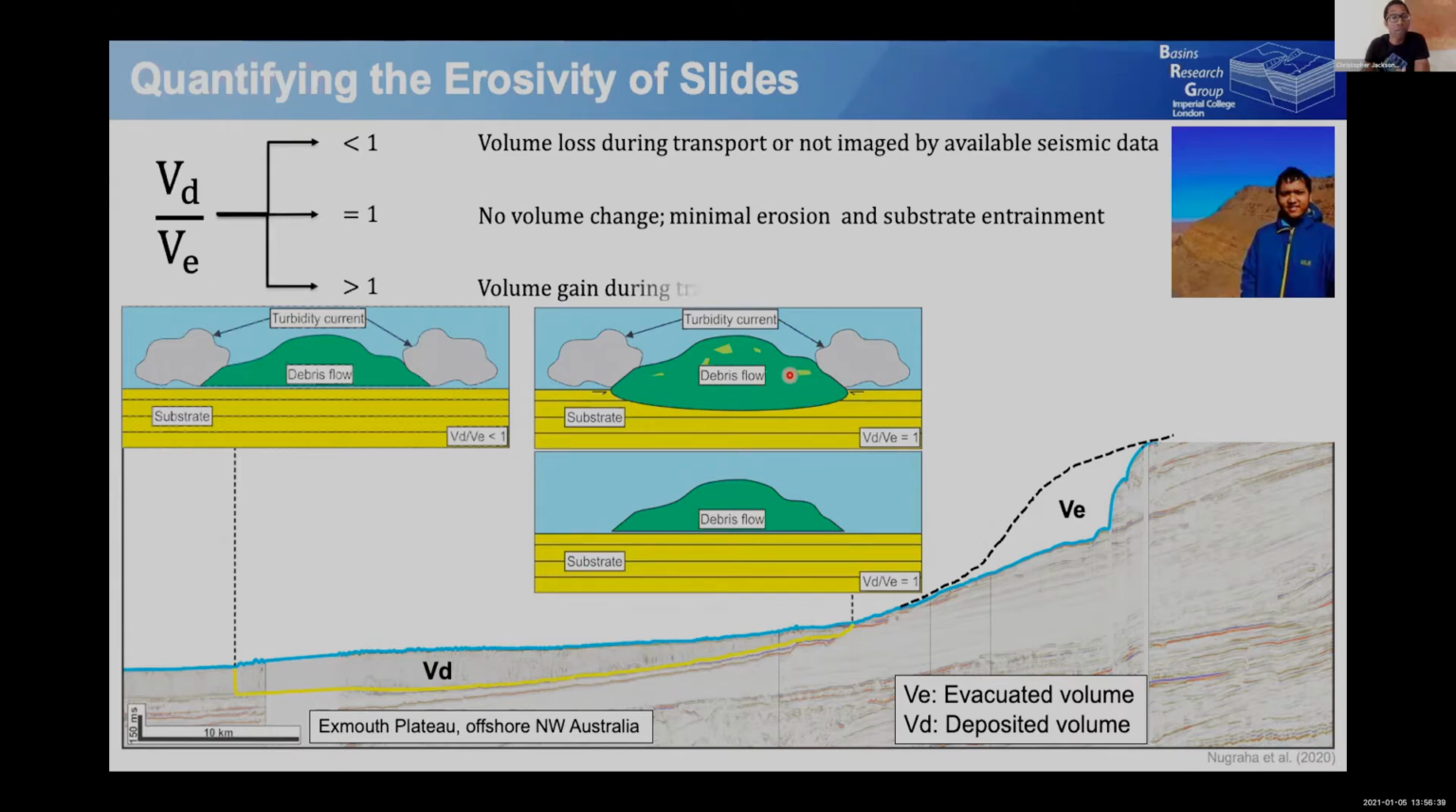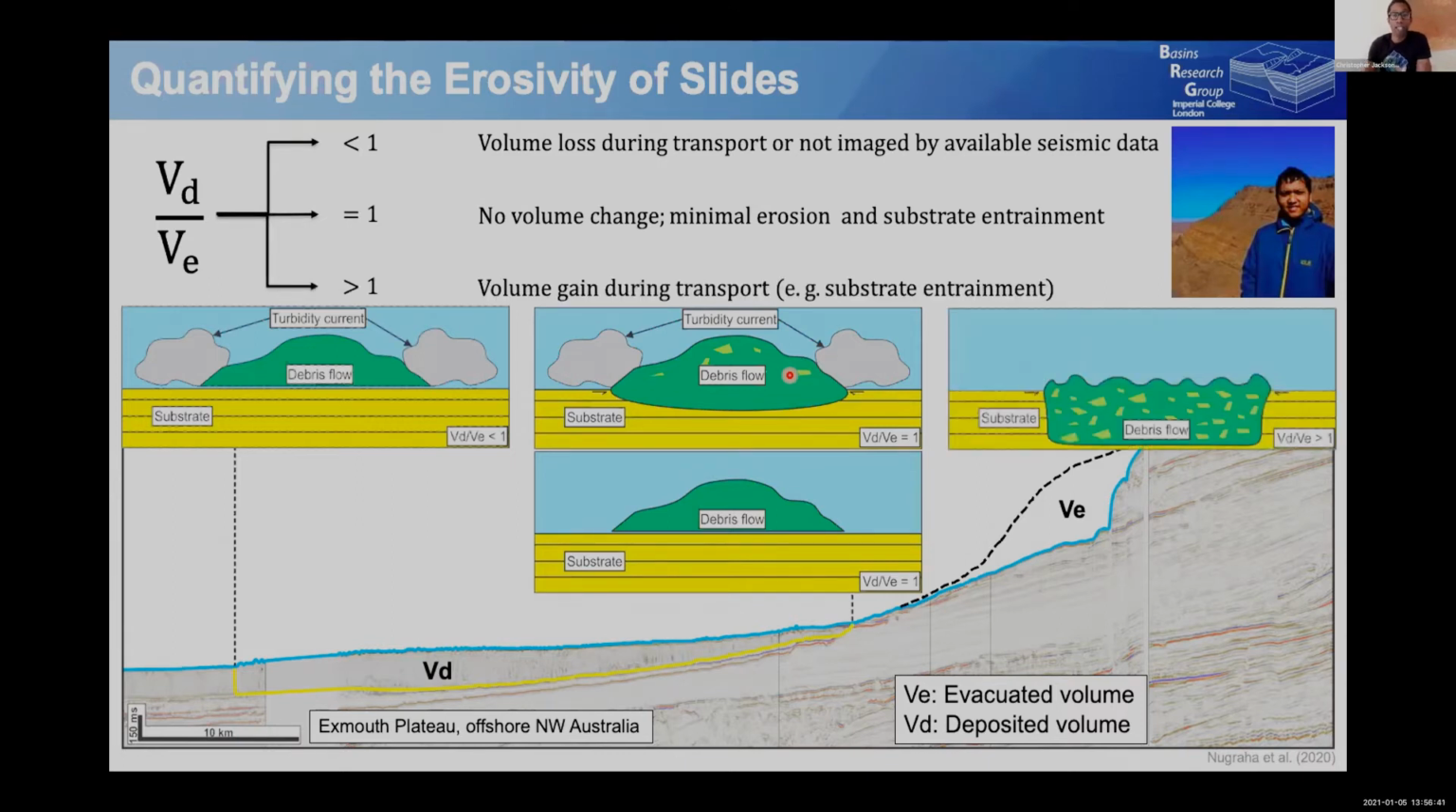Or we could have a VD-VE ratio of more than 1, where there's actually large amounts of erosion into the seabed. You're cannibalizing the seabed and taking that material into the flow. So you're bulking it up. You could change its rheology. But in terms of geohazards, think about it, you're making that flow become progressively bigger and potentially more powerful than the failed volume would suggest it would be.